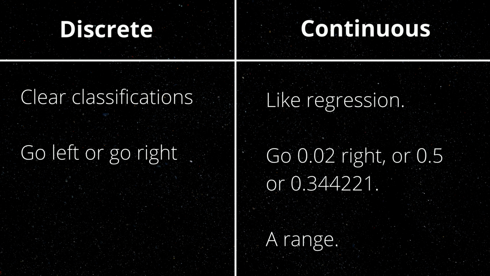You can think of discrete like classifications. CartPole, for example, has a discrete action space. You go left or you go right. It's nothing in between. There are no continuous values here. It's left or right, not somewhat left, somewhat right, and so on. Discrete. Then you have continuous.